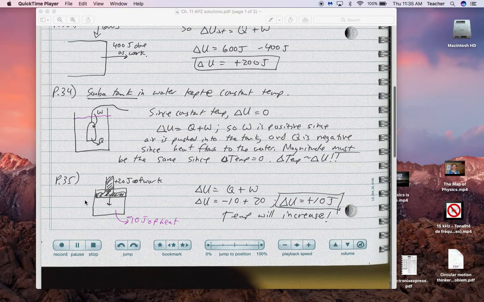35, I hope you like my drawing. It's a piston pushing down, plus 20 joules of work is being done. We know it's positive because the system is being compressed or squished. 10 joules of heat energy is removed, so that means you have an internal energy change, or thermal energy change, of plus 10 joules, so the temperature will increase.